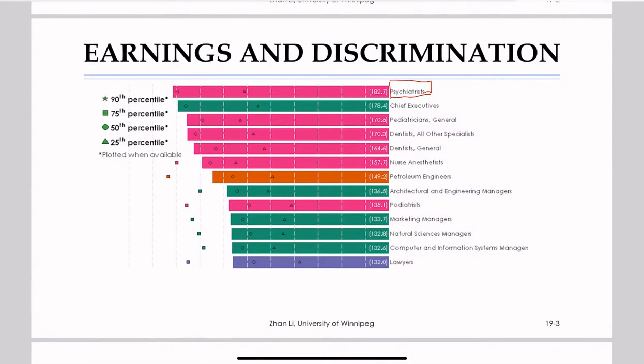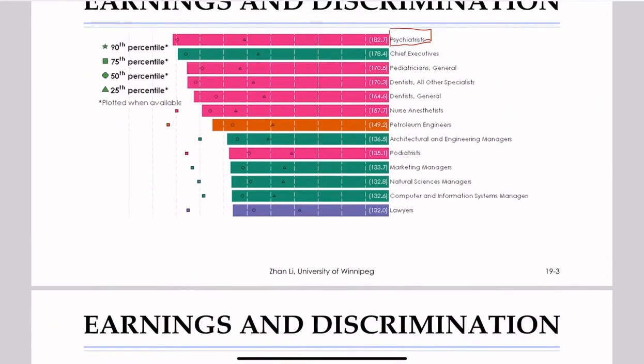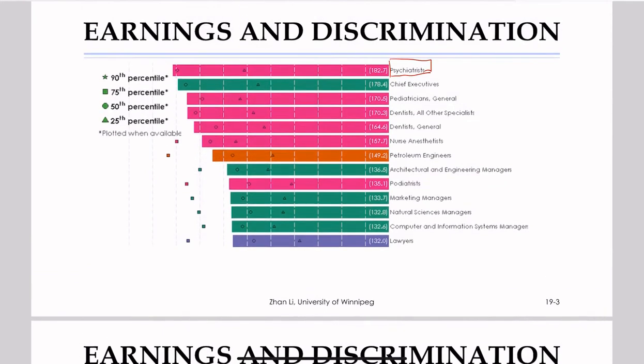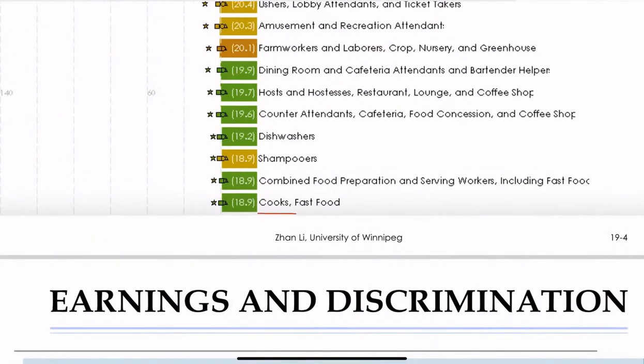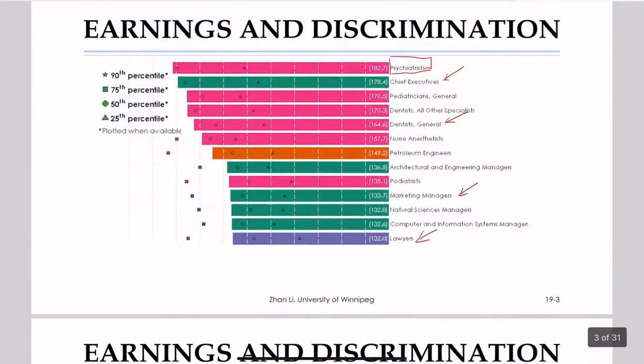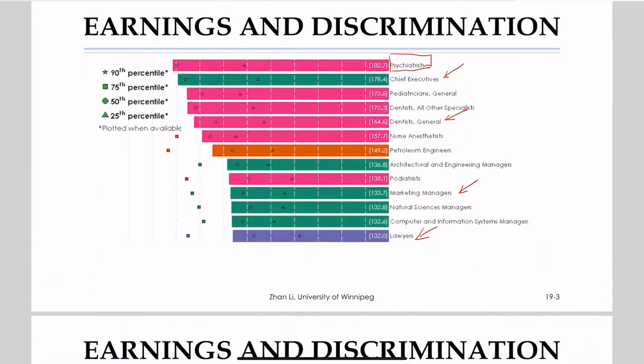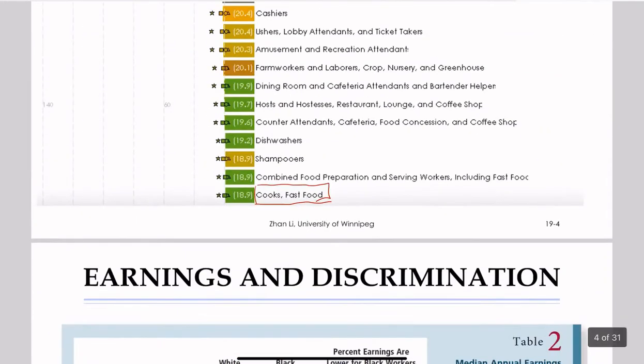Psychiatrists, yeah. So for this kind of job, your average pay is about $182,000 per year. And then you can see some other jobs' average earnings, right? You have for example chief executives, and then you also have dentists, and you have marketing managers. That's interesting. Lawyers. And then you can see that the wage can go as low as $18,000 for fast food cooks, right? So basically you can see that the difference is huge. I mean, it's $180,000 versus $18,000, right? The difference is tenfold, right?